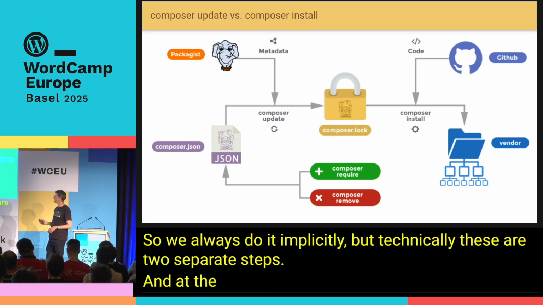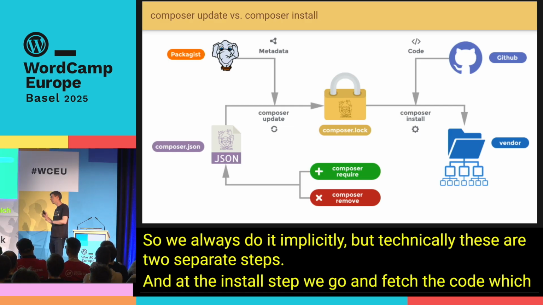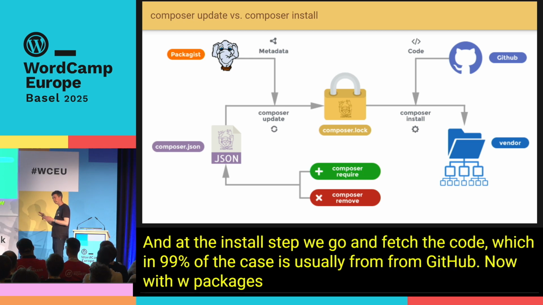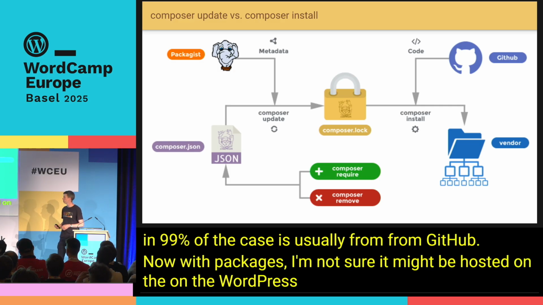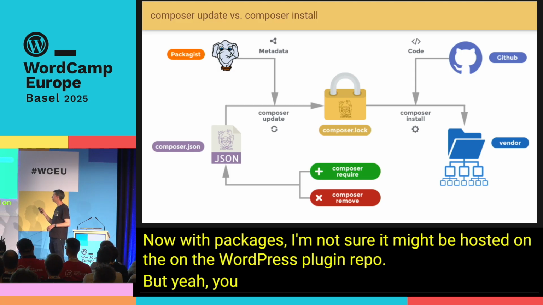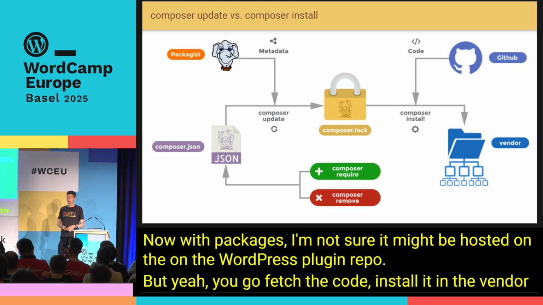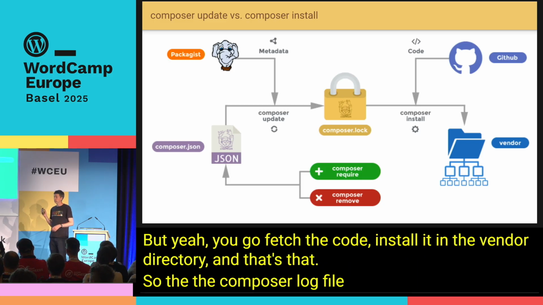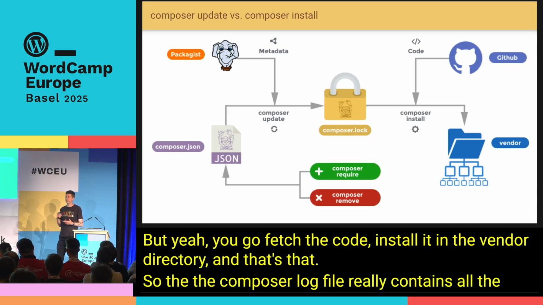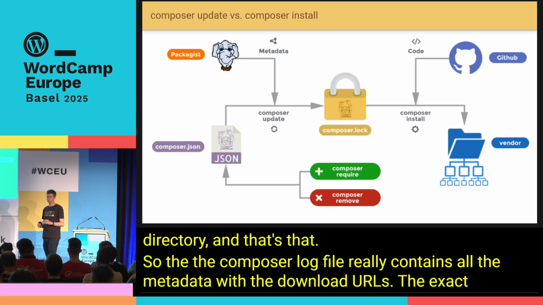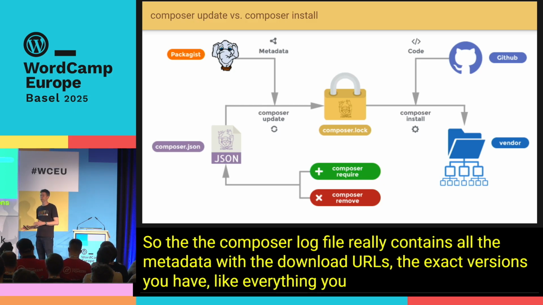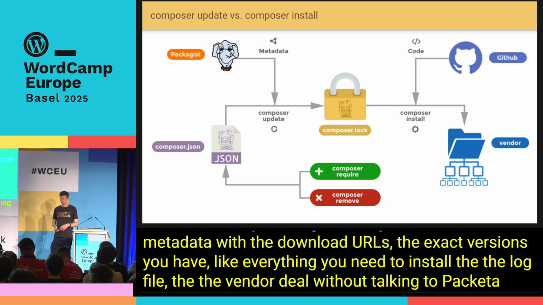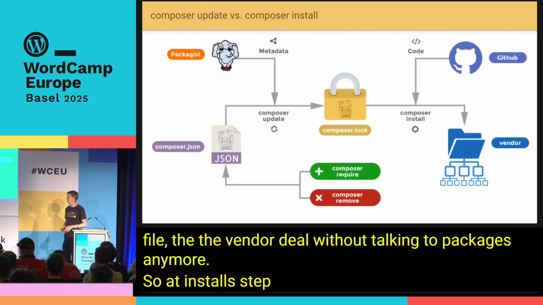And at the install step, we go and fetch the code, which in 99% of the cases is usually from GitHub. Now with WPackagist, I'm not sure, it might be hosted on the WordPress plugin repo. But yeah, you go fetch the code, install it in the vendor directory, and that's that. So the composer.lock file really contains all the metadata with the download URLs, the exact versions you have, everything you need to install the lock file into the vendor dir without talking to Packagist anymore. So at install step, you don't talk to the repository.